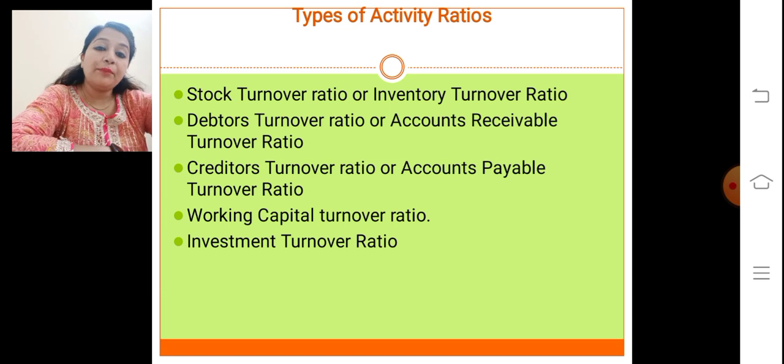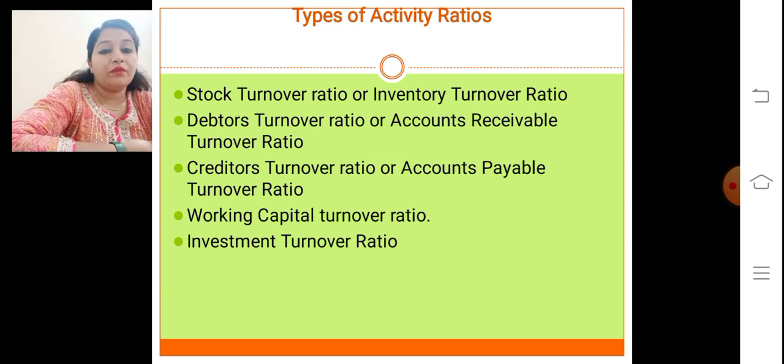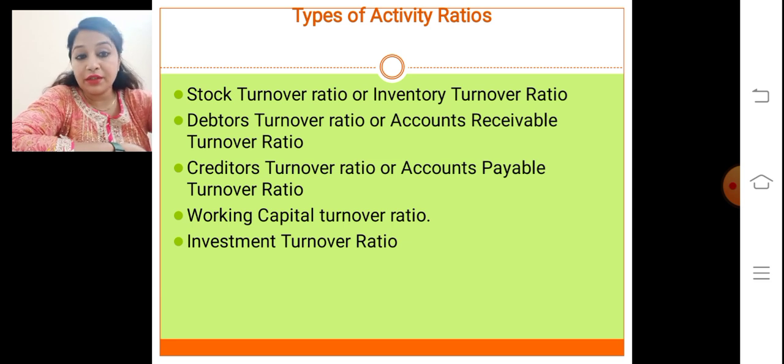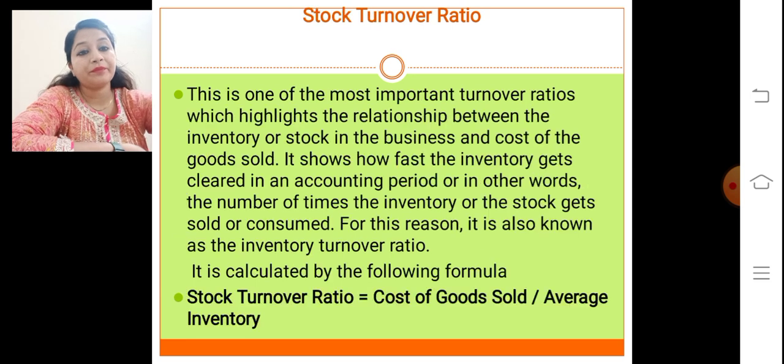There are a few types of activity ratio which companies calculate, like stock turnover ratio, or the other name is inventory turnover ratio. Next, debtor turnover ratio or account receivable turnover ratio. Next, creditor turnover ratio or account payable turnover ratio. Next, working capital turnover ratio. Next, investment turnover ratio. So we'll discuss these ratios one by one.